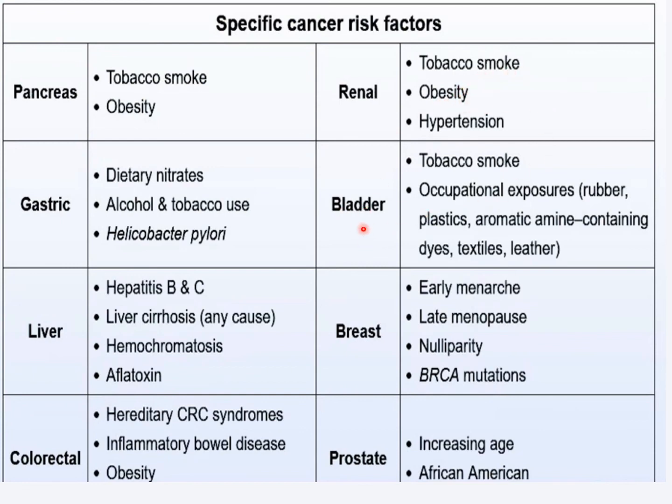What about bladder cancer or bladder neoplasm? We have tobacco still, and occupational exposure for those who are working in rubber, plastic, and aromatic amines, and stuff like that. Then what about breast? Risk factors for breast carcinoma are early menarche, late menopause, nulliparity, BRCA mutation, breast carcinoma gene 1 and 2, stuff like that. What about prostate cancer? For prostate cancer, we have increasing age, African origin. All of these are risk factors for prostate.